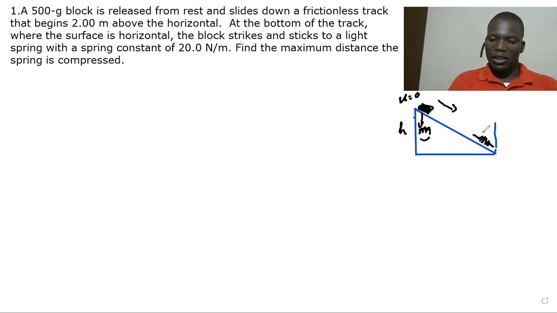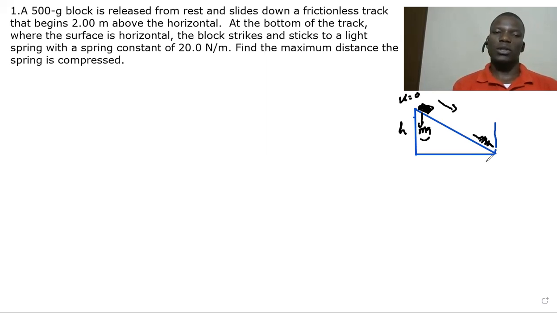And then at the bottom here, what is it going to have in the final state? It's going to have the elastic potential energy at the end of the track, which is where the spring is. So we're going to use the conservation of mechanical energy. So initial should equal the final, and we've been told already that it's frictionless.